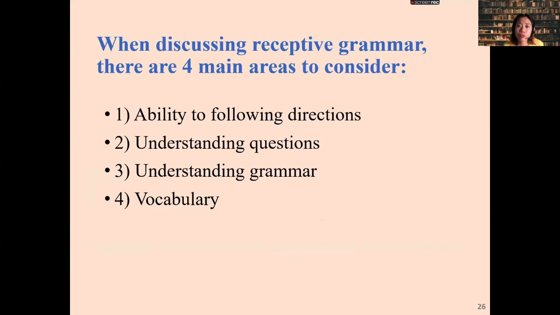So when discussing receptive grammar, there are four main areas to consider. Ability to follow directions. Kay receptive man, of course, you have to really know how to follow directions. You have to understand the questions, understand the grammar and vocabulary. If you know all these, you can follow the directions, you understand the question, you understand the grammar and the vocabulary, then you would succeed to really understand and be able to grasp the target language so well, and the knowledge that would be stored in your brain is really flawless. I mean, you have all these, man.